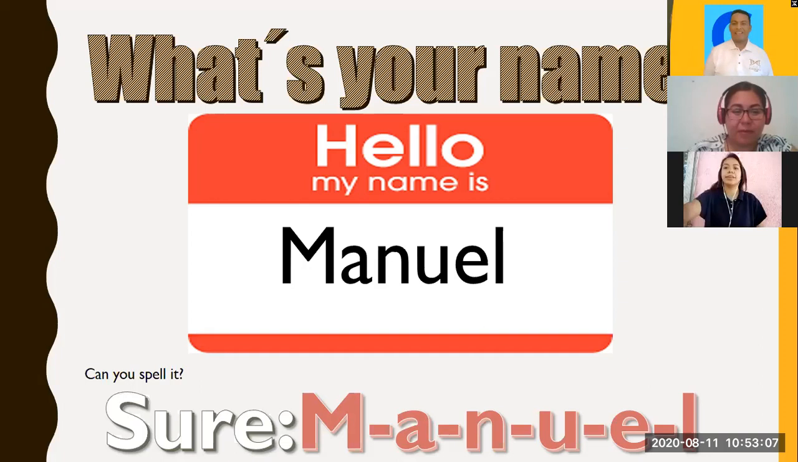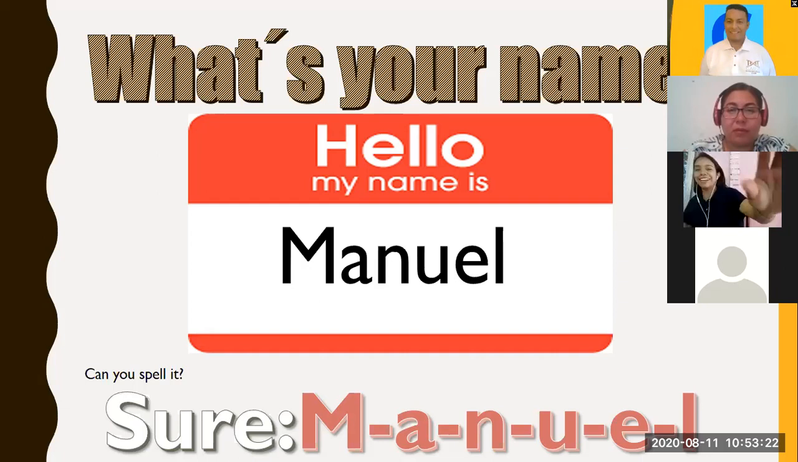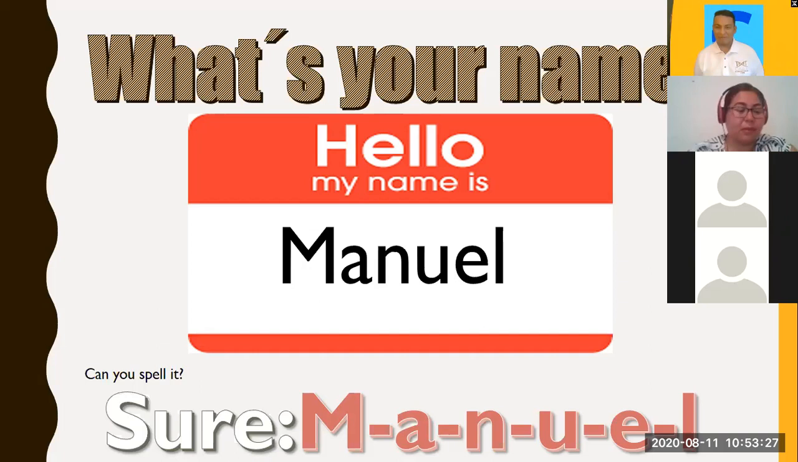And we have a new person here, Galaxy A30S. Who is this? Hi, I'm Ariana. Hi, Ariana. Welcome to the class. Would you like to participate in the activity? We're playing rock, paper, scissors. So, Angeles, I will play with you.